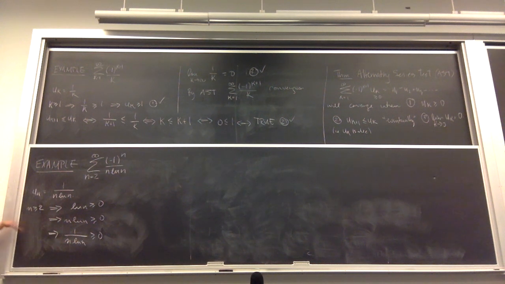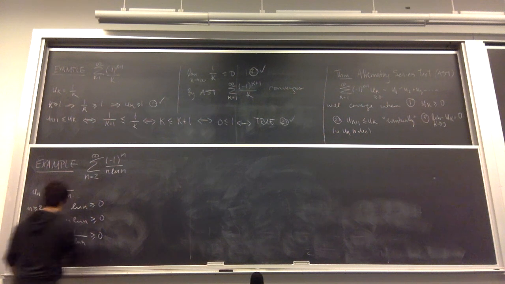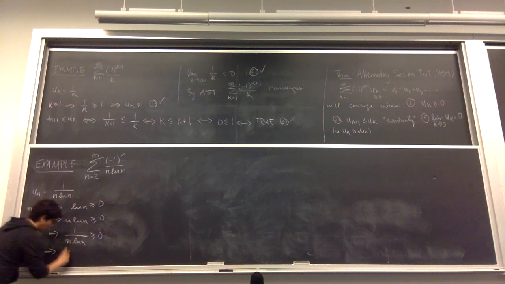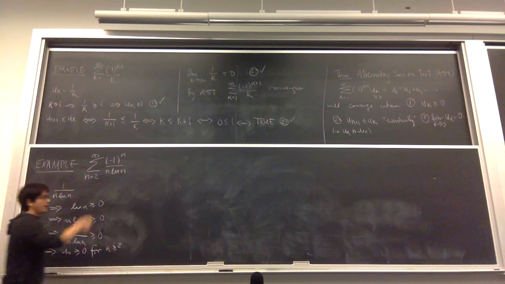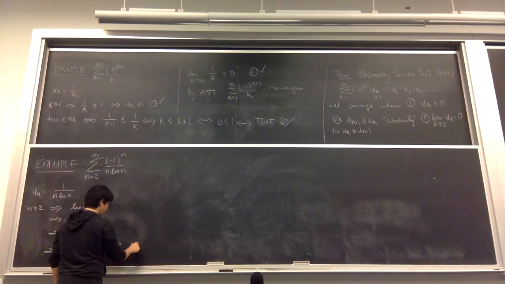Again, your arguments don't have to be as robust as this, but you definitely at least have to say that it's positive. I'm just trying to make sure I'm showing you exactly why it's positive. Can you follow this argument? Okay, so this means that u_n is positive for n greater than or equal to 2, which means that we've satisfied condition 1.